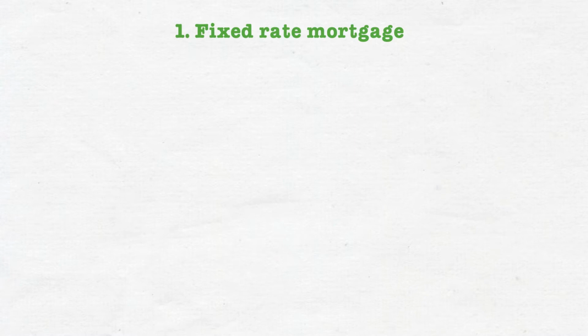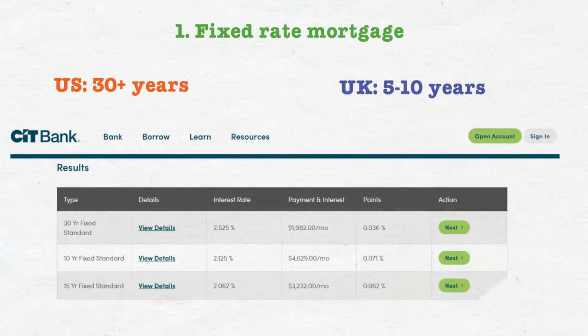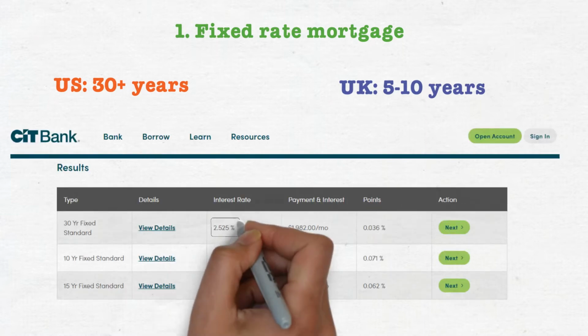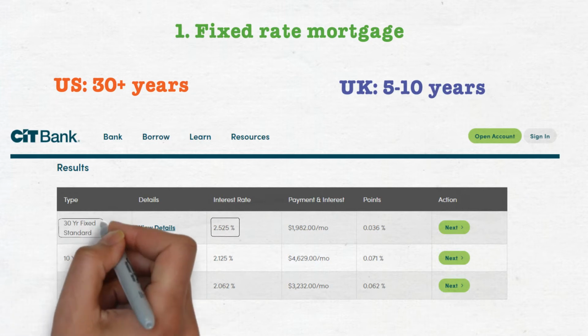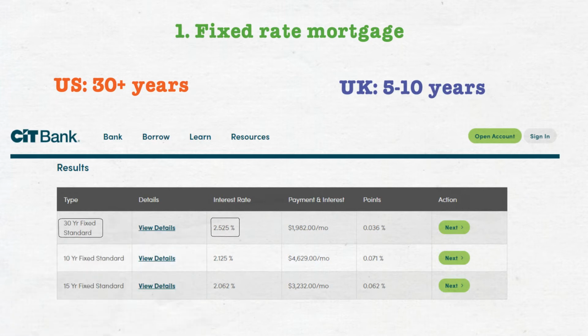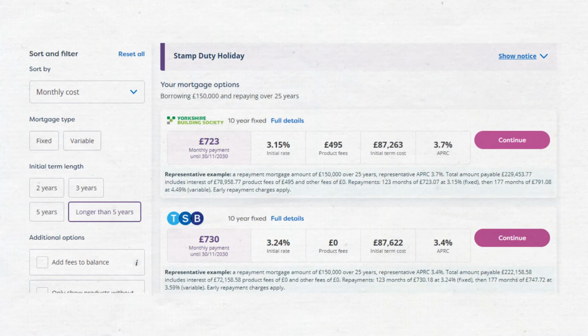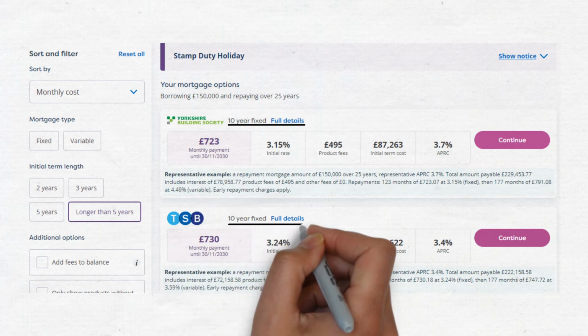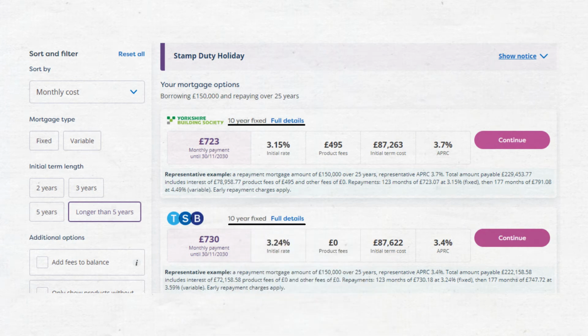So let's dive into the 5 differences. Number 1 is your fixed rate mortgage. Frankly, this one makes me envious. In the US, you can get a 30-year fixed rate mortgage. For example, here's how much a $650 property in Austin, Texas would cost you. 2.5% interest over 30 years. No such luck here in the UK, and the most common mortgages have a fixed 5 to 10 year rate, with the remainder being a variable rate.